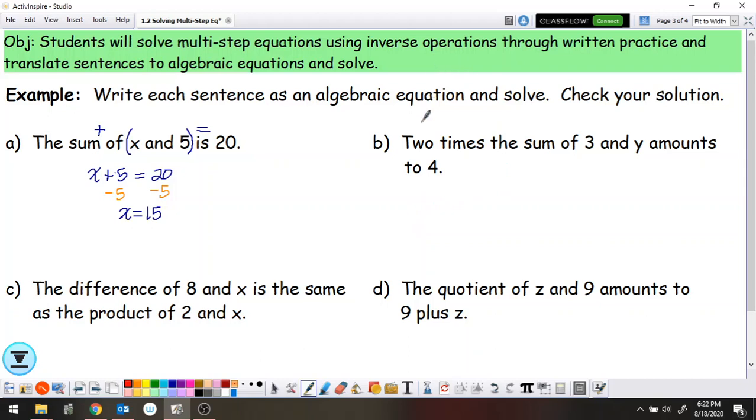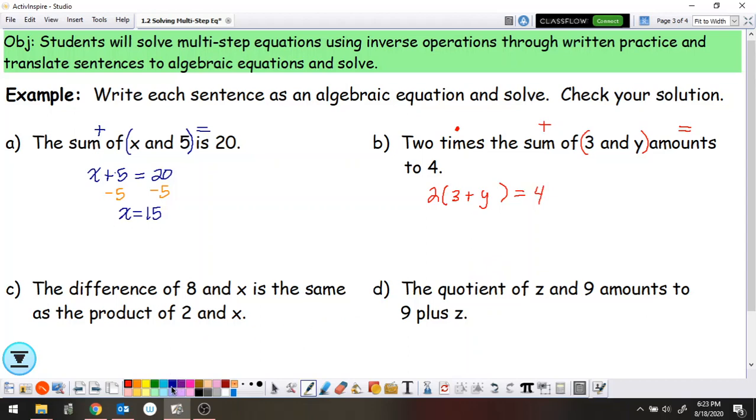2 times the sum, so 2 times, I'm going to use the dot for times so that we don't confuse it with the x as a variable. The sum of, so we're taking 2 times the sum, so 2 times the addition of something. What that looks like is 2 parentheses, 3 plus y. Amounts to, it's not something we're as accustomed to seeing, but that's another way of saying equals 4.